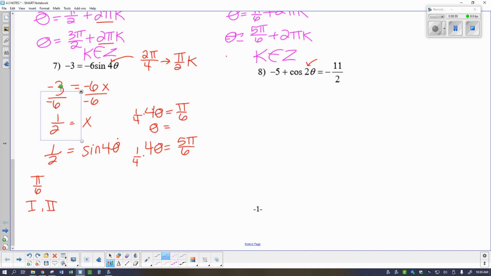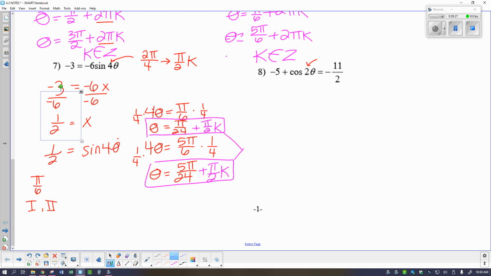So theta equals pi over, right, we're multiplying by 1/4, pi over 24. And same thing goes for this one. I would be multiplying by 1/4. So theta equals 5 pi over 24. And remember, we're going to add to that pi over 2k. So I have one of my angles and another one of my angles. Keep in mind that we have k is an element of integers. So those are our two values there.